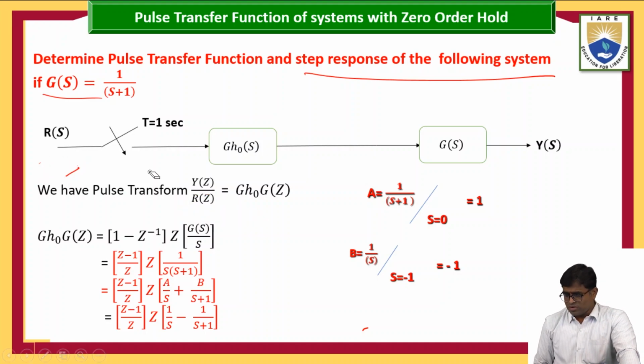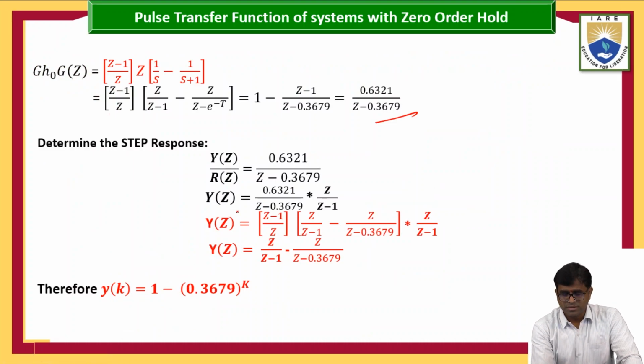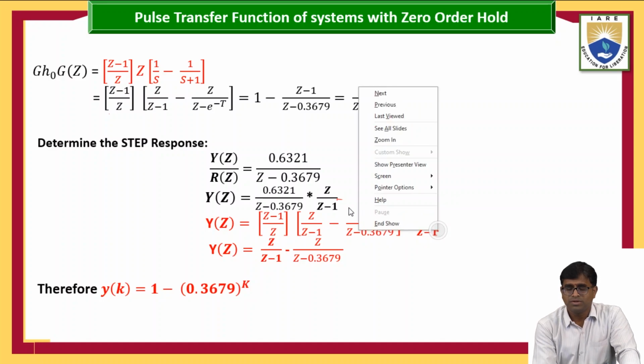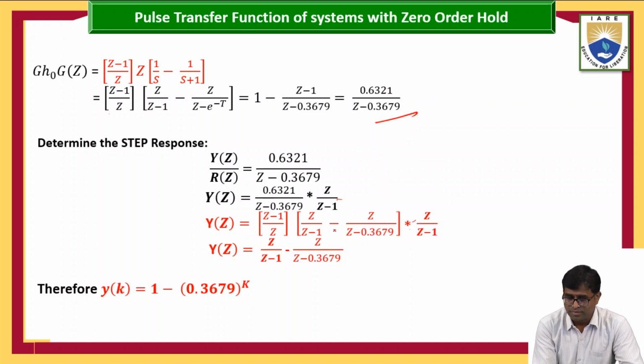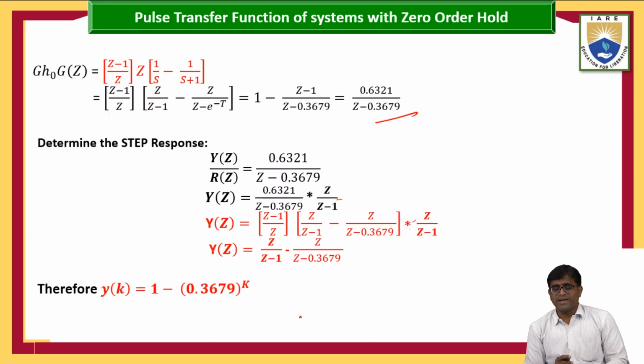So what happened? Y of Z equal to R of Z into G of Z. This Z value is coming inside now. Step is nothing but Z by Z minus 1, again Z by Z minus 1. If you solve these mathematical calculations, that is Z by Z minus 1 into Z by Z minus 1 by Z minus 0.3679. This is your step response value. So Y of Z equal to, in the final answer, Z by Z minus 1 minus Z by Z minus 0.3679.